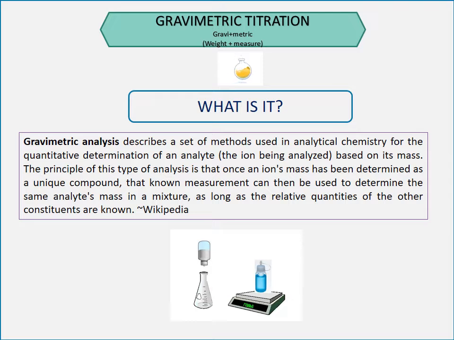What is it? Gravimetric analysis describes a set of methods used in analytical chemistry for quantitative determination of an analyte, or the ion being analyzed, based on its mass. The principle of this type of analysis is that once an ion's mass has been determined as a unique compound, that known measurement can then be used to determine the same analyte's mass in a mixture as long as the relative quantities of the other constituents are known. This is according to Wikipedia.